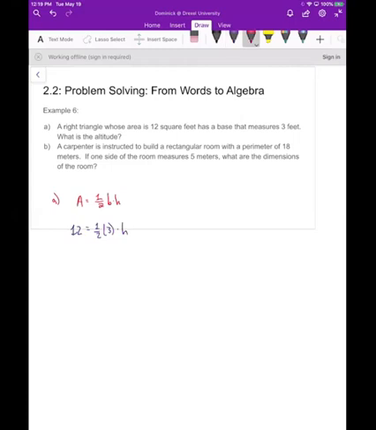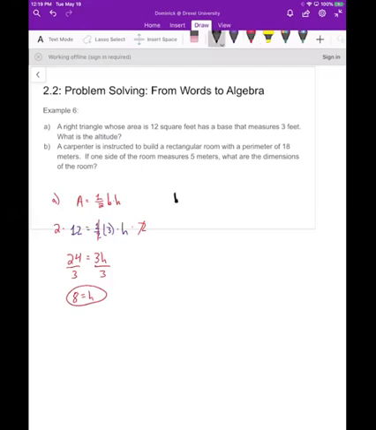All right, so again, I see a fraction, so let's multiply both sides by 2 first. So the 2 and the 1/2 will cancel. And now I have 24 is equal to 3h. So now divide both sides by 3, and I get that 8 is equal to h. So the altitude is 8. All right, so that one's not bad.